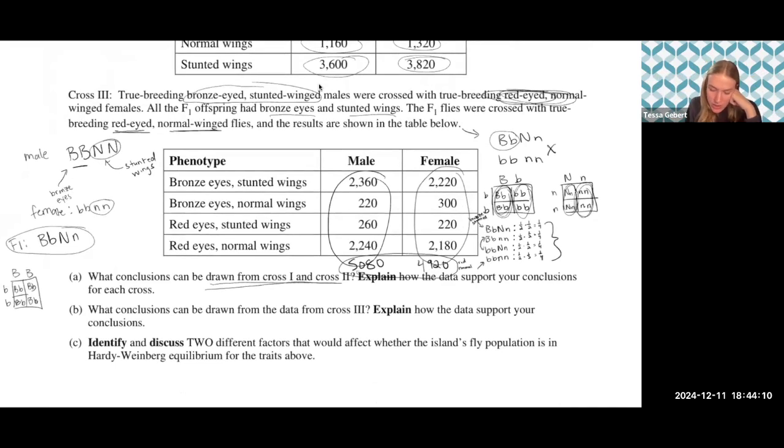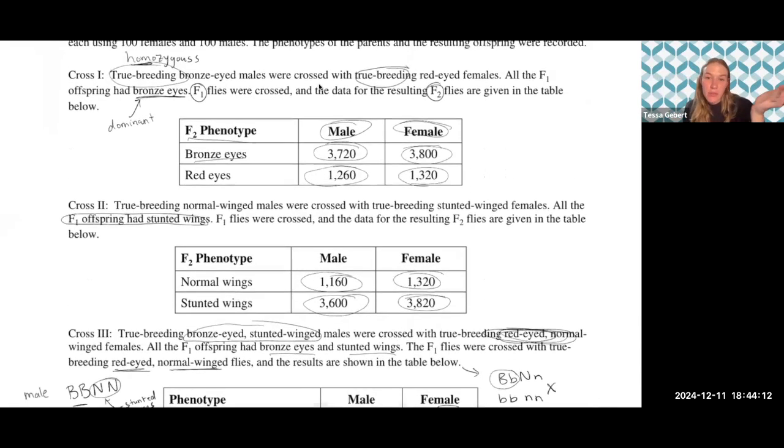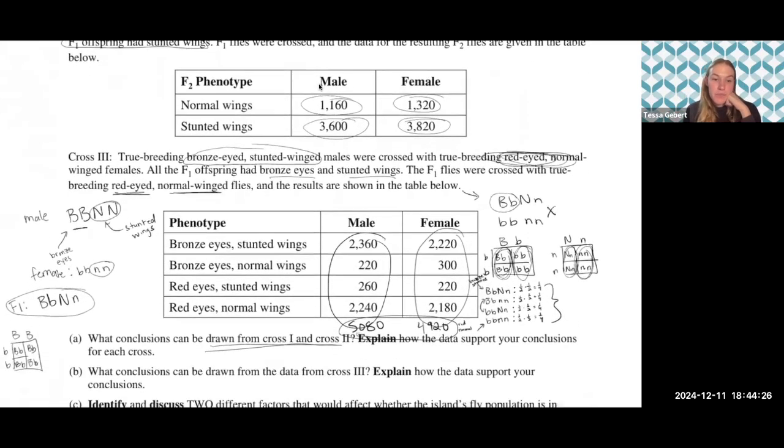Now, how do I support that? Because I have a roughly even number between the 2 sexes, the males and the females. It's the same amount. If we saw a big difference, then I'd have decent evidence that maybe we have a sex-linked trait going on here. That's all I need for that one.